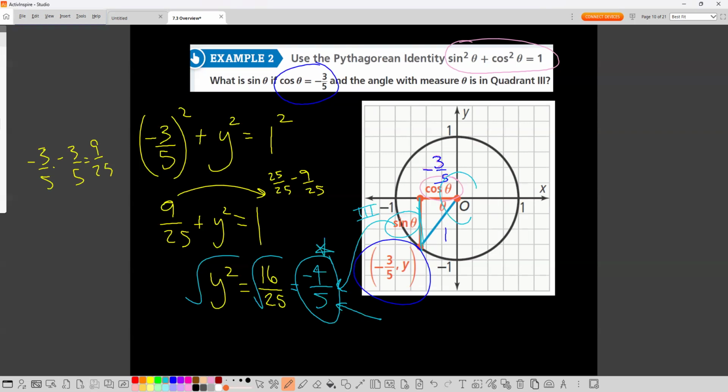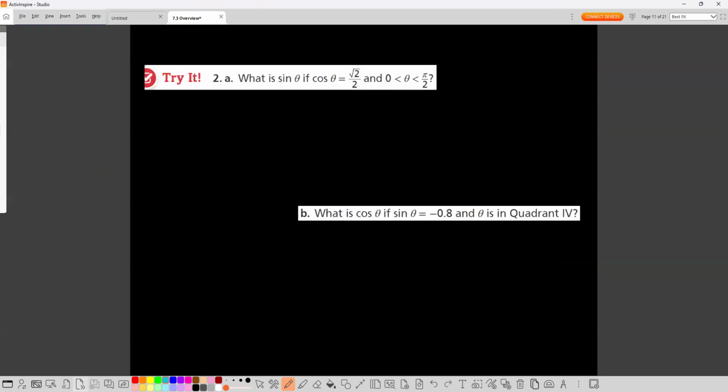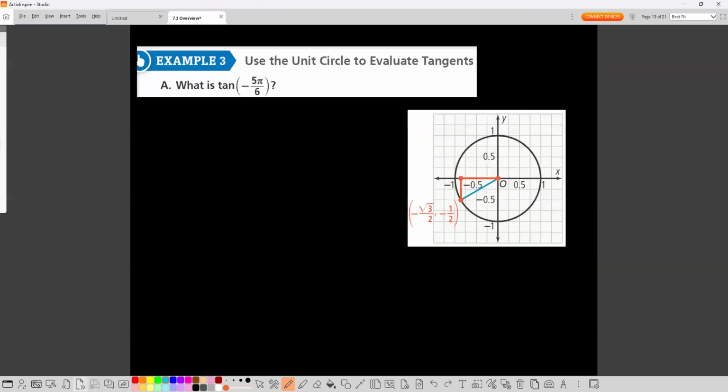All right, let's keep going here. We have a problem to practice on there. What about tangent? So 5π/6, remember π/6, that's like 1π/6, 2π/6. This is negative, so I'm going in the negative rotation. 1, 2, 3, 4. -5π/6 would be right there.